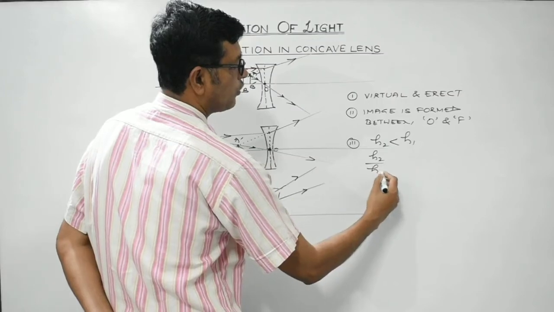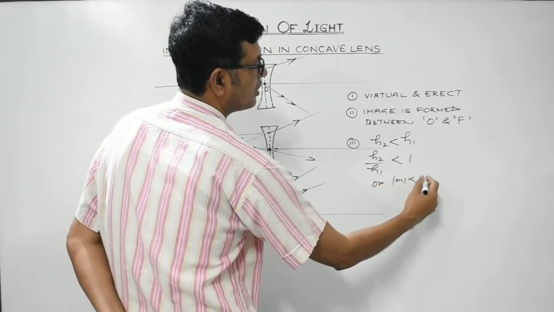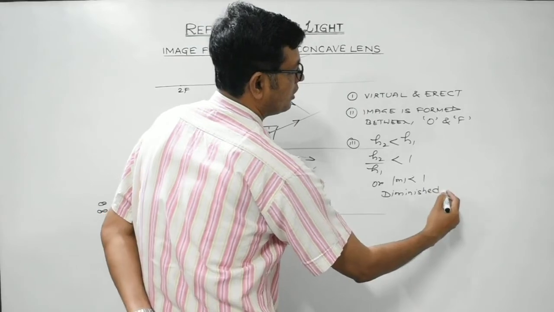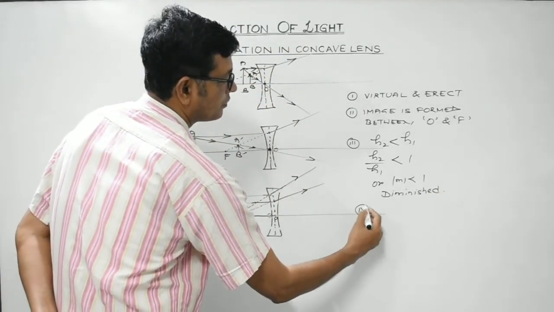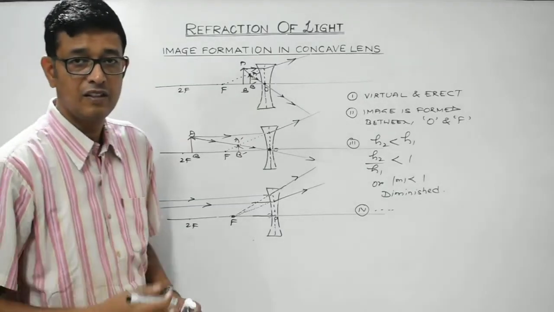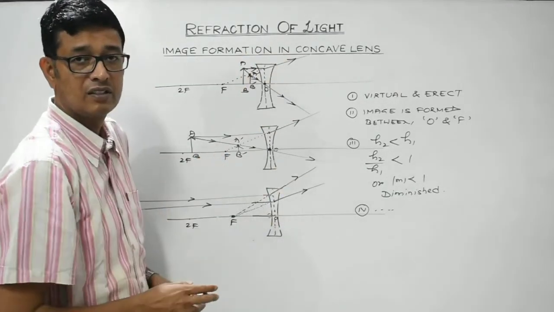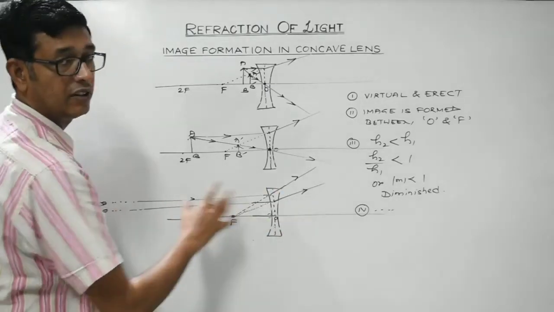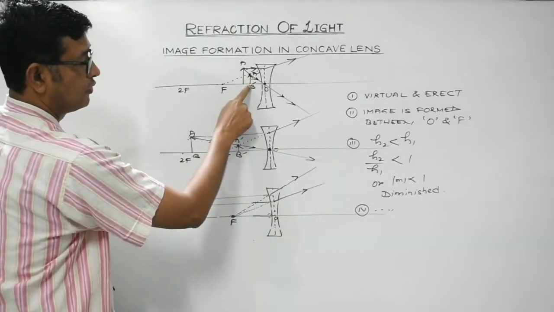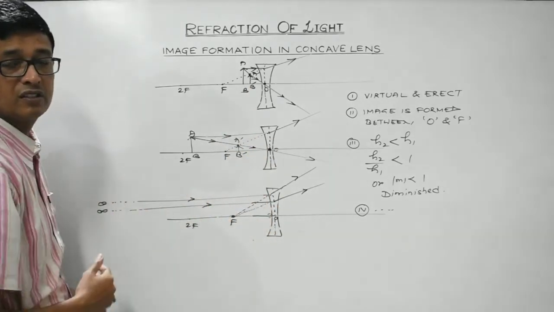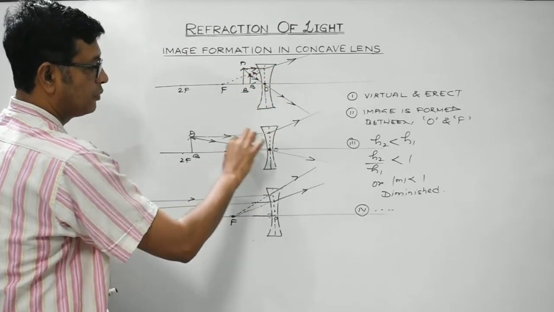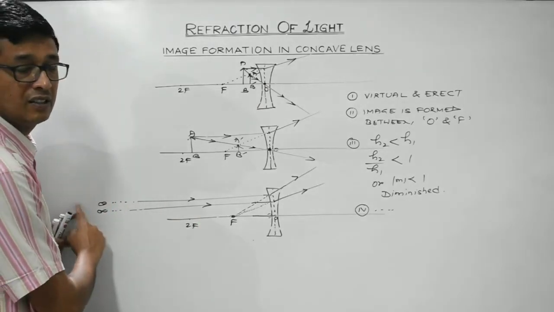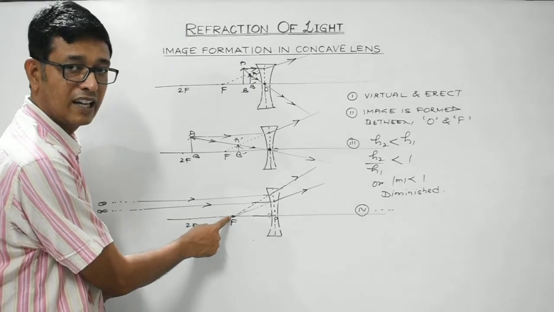That is, H2 by H1 is less than 1, or linear magnification is less than 1. That is, image is diminished in size. Image is diminished. Fourth point. Again, I'm concluding. Fourth point is, as the object is taken farther away from the concave lens, the position of the image shifts towards the focus, and the size of the image also keeps on decreasing. And eventually and ultimately, when the object is at infinity, then point size image is obtained exactly at the focus.